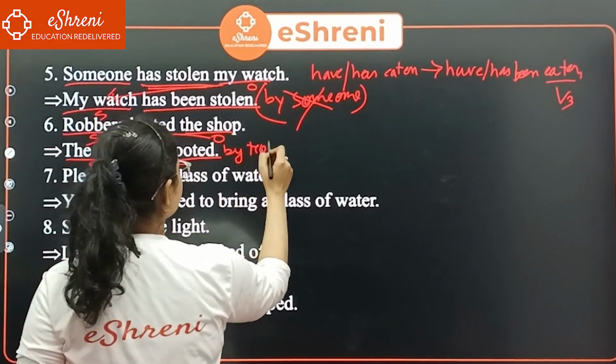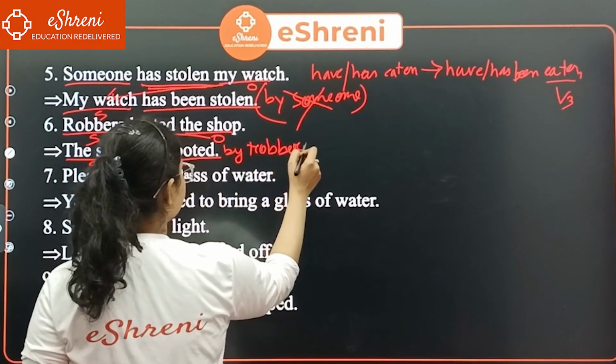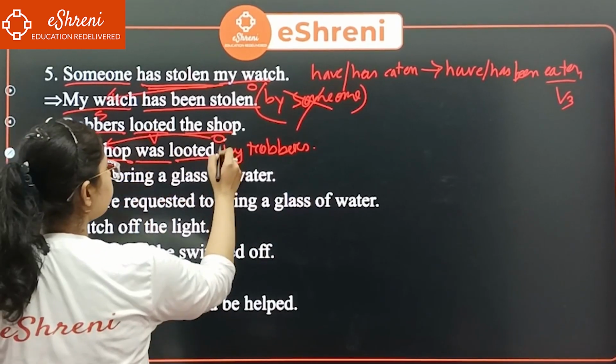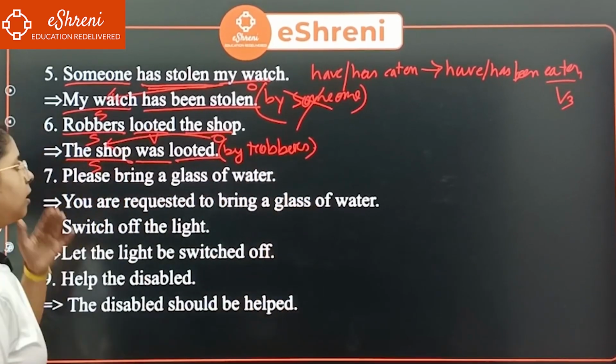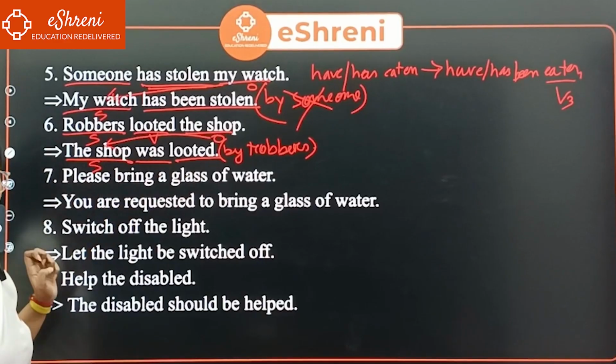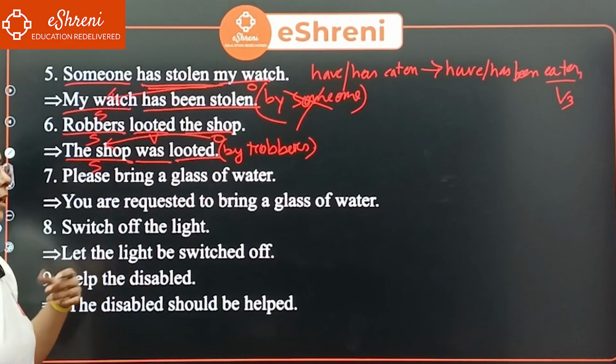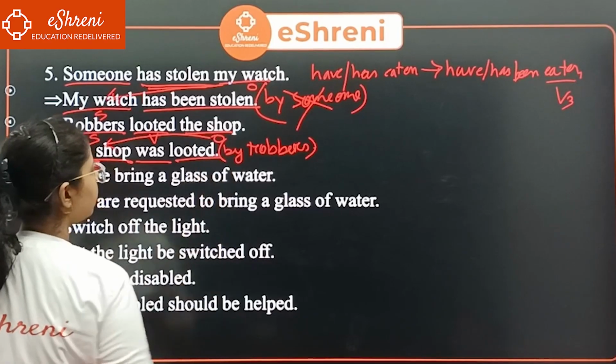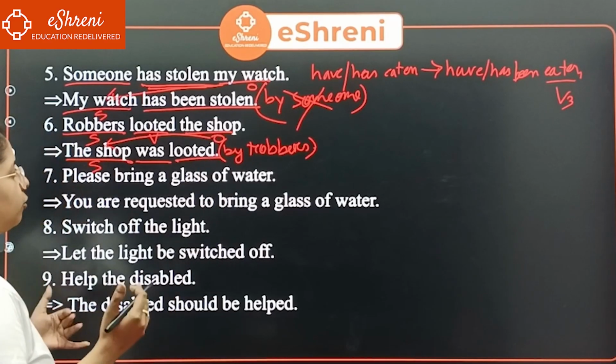So here, robbers, you can also write here robbers. So the shop was looted by robbers. Why is it not given here? Because robbery is when someone takes something away by looting; those who loot people are called robbers, so that is why it is not given here. But even if you give it, there is no problem, and if you don't give it, it is not wrong either.